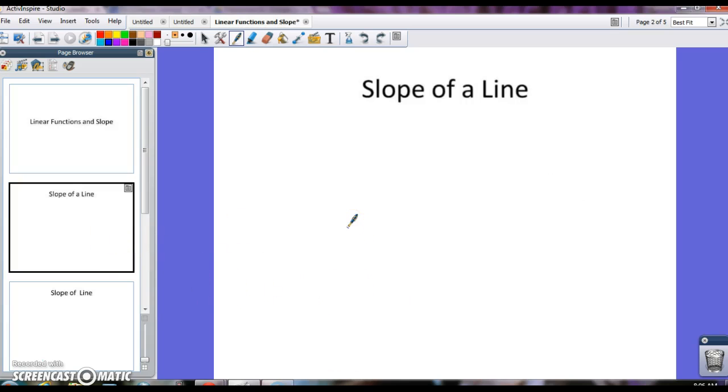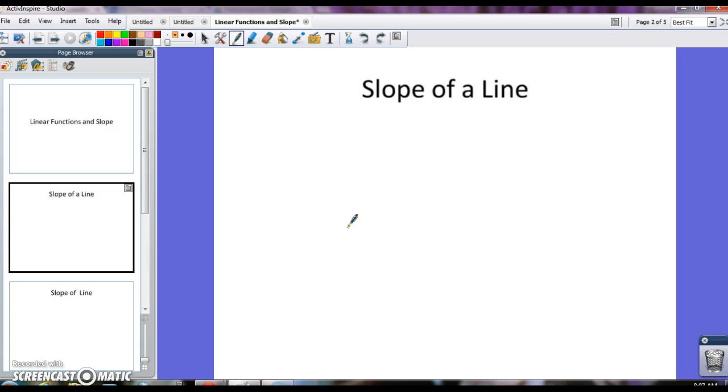Slope is just what? When you're thinking about slope, you always think rise over run. That's what most people say. But what does that actually mean? We're talking about the steepness of a line, right? When we're talking about linear functions, we're talking about the steepness. Sometimes you'll hear the term rate of change when you're talking about slope.